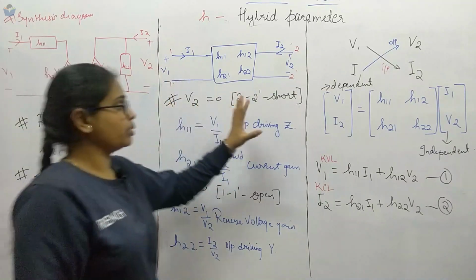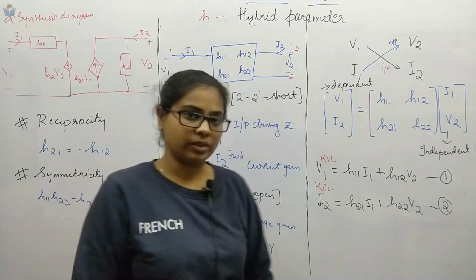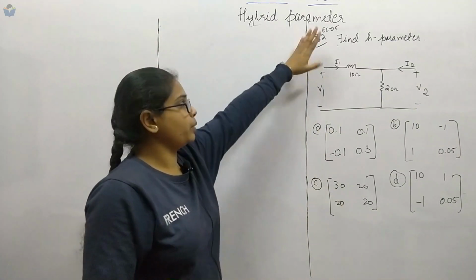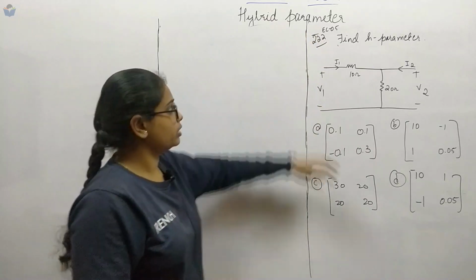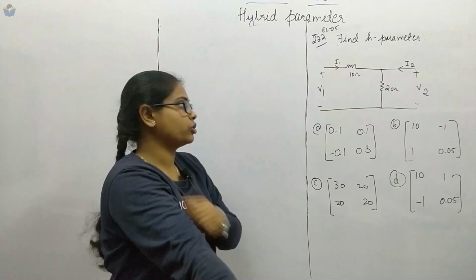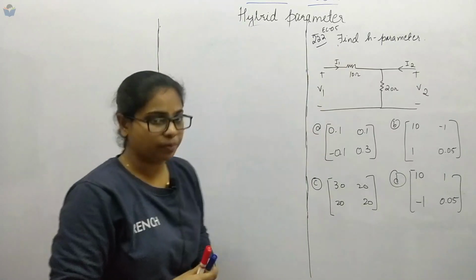Okay, so now this is about the hybrid parameter. We will switch to the GATE questions. Coming to question number 222, it was asked in GATE 2005 in the electronics branch. The question is very easy. We have to find the H parameter.